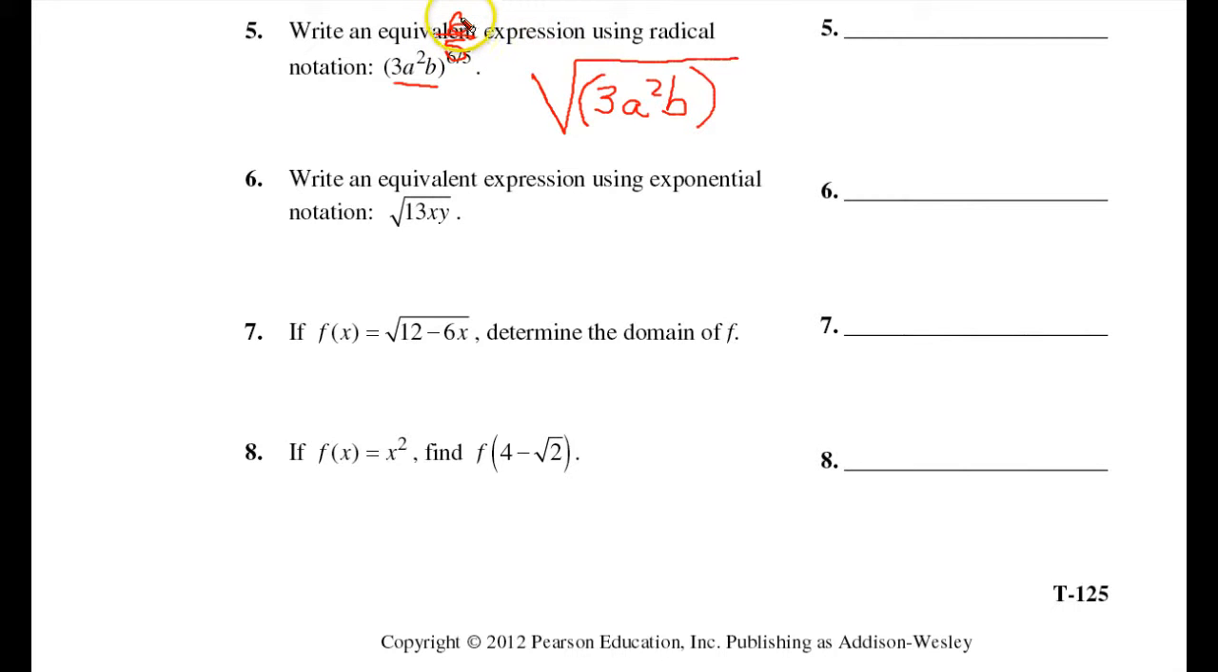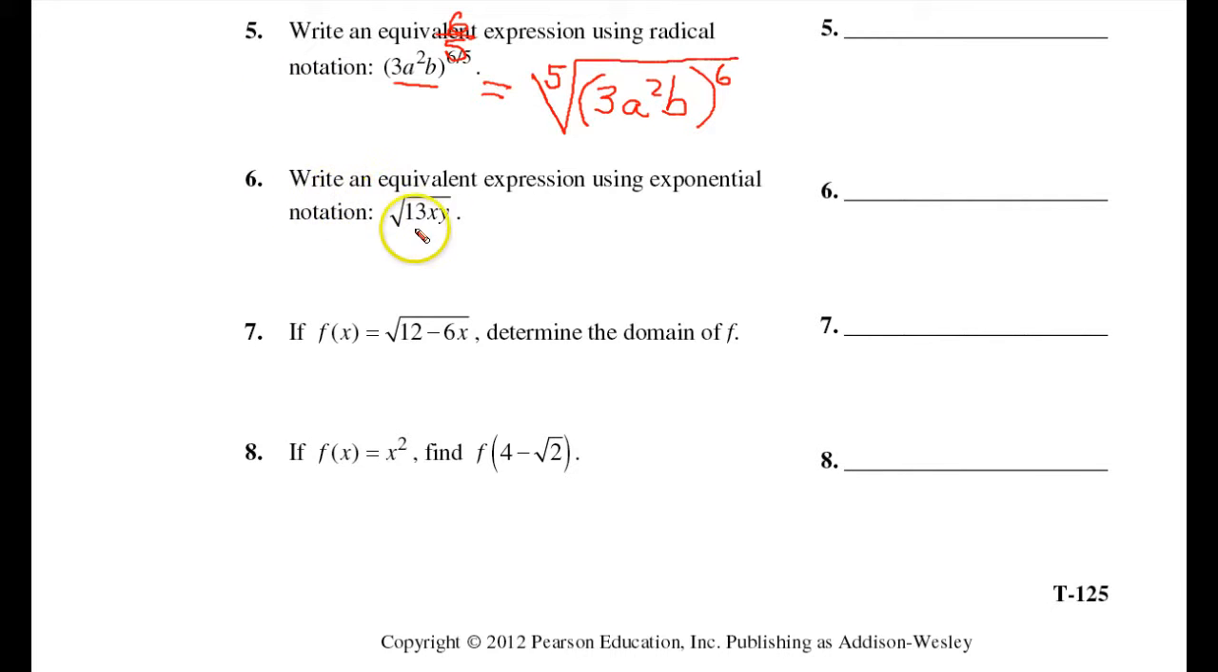Now the fractional exponent, the denominator of that fractional exponent is actually our index number. And the numerator, that's the power to which it's raised. So that would be writing it using radical notation. This is fractional exponent notation. So these two are equivalent.